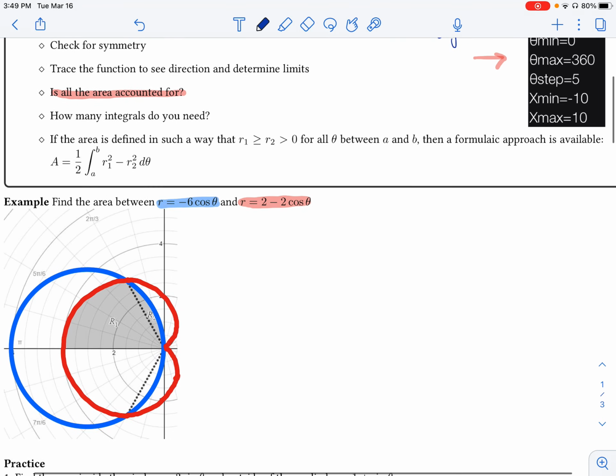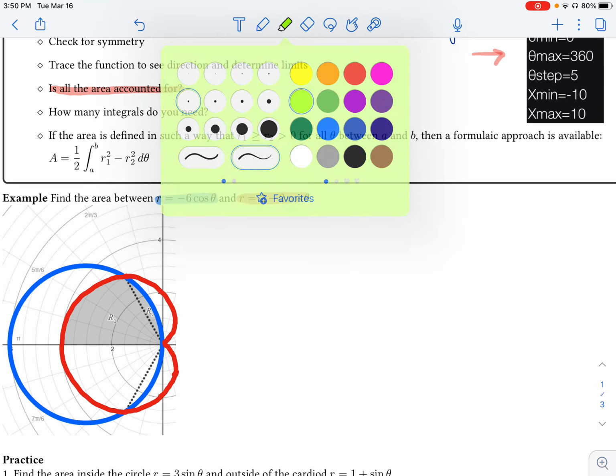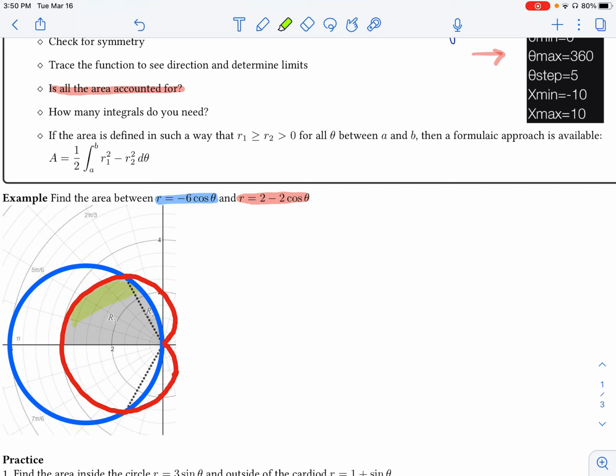And after you're done graphing it, you should see that you have a circle, which is the first polar function, which is what I've highlighted in blue, and a cardioid for the second, which is what I've highlighted in red. And the colors are actually going to be important in this lesson. So when I'm finding the area between these two curves, I'm effectively finding the intersecting or overlapping region. I'm just going to quickly color that so you can see what I'm talking about. And so this is the entire region that I'm referring to here.